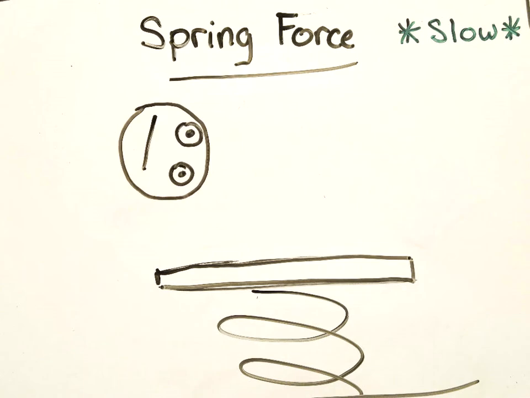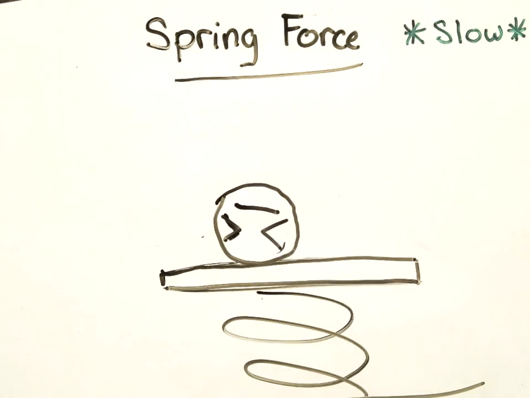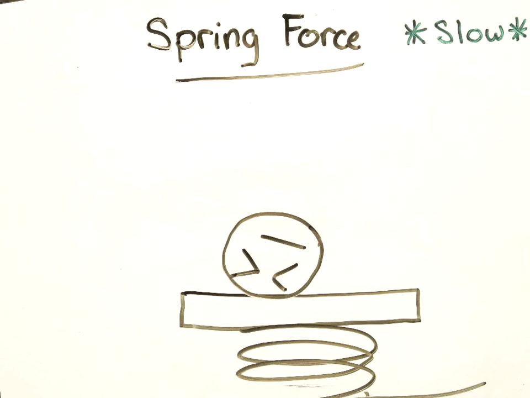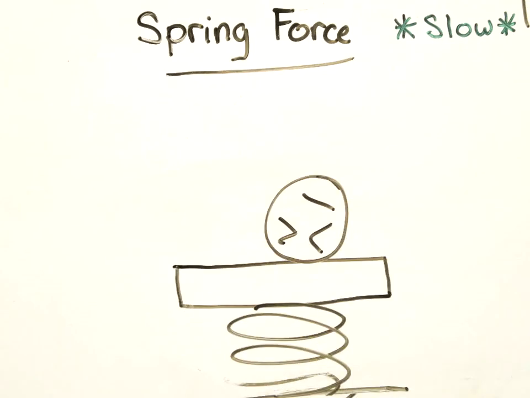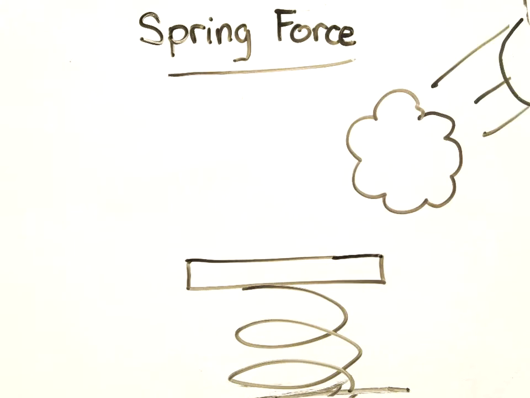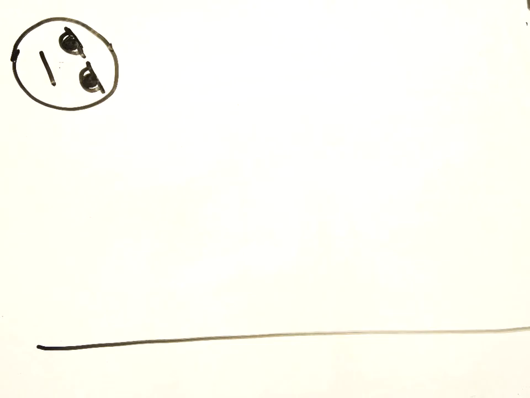Marley hits the spring and pushes it down, compressing it into a smaller shape. When the spring can't take being pressed any smaller, it springs back up, launching Marley into the air. Again. Okay, Marley, you can land now.